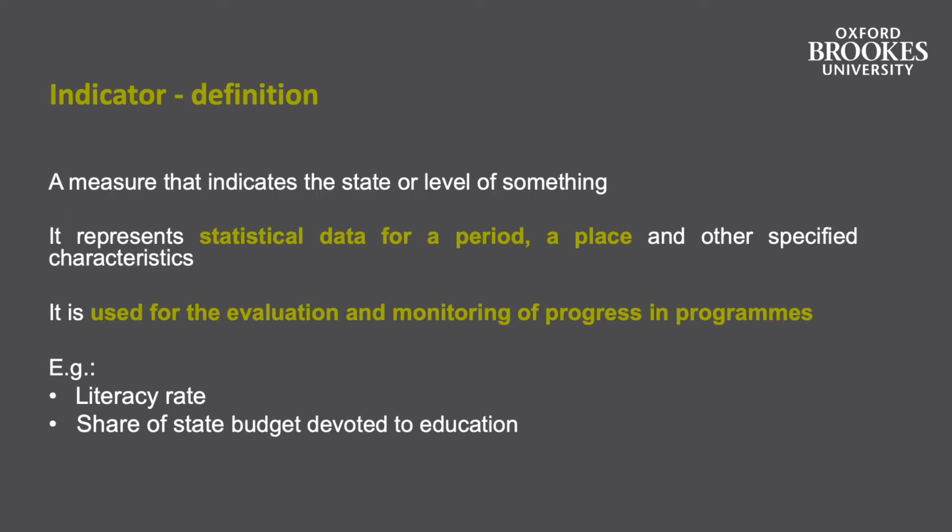Next, what do we mean by indicator? It is a measure that indicates the state or level of something. It represents statistical data for a period, a place, and other specified characteristics. It is used for the evaluation and monitoring of progress in programs. For example, literacy rate or the share of state budget devoted to education.